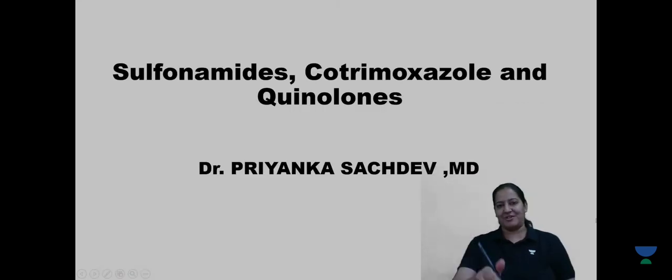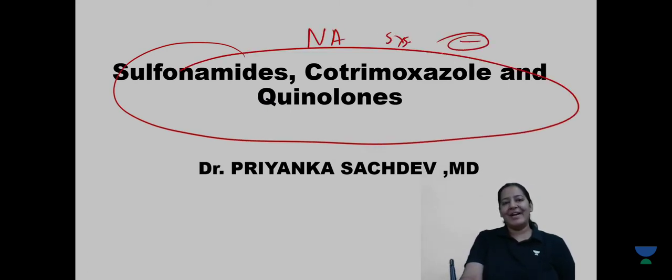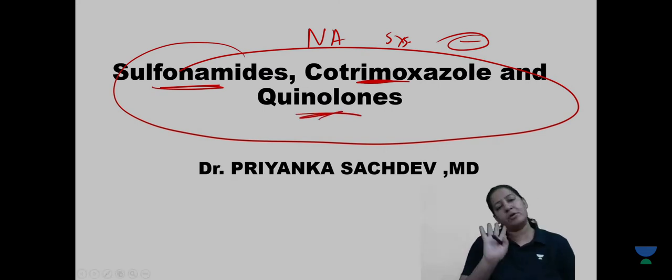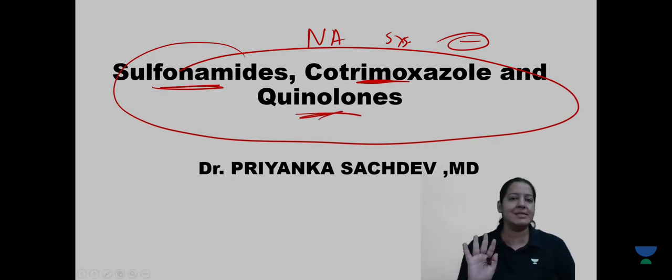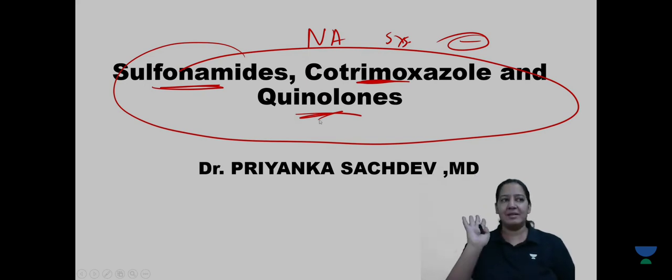I'm starting the first chapter. These three drugs are all nucleic acid synthesis inhibitors. Right, nucleic acid. The first two, sulfonamide and trimethoprim, cotrimoxazole, are indirect inhibitors and quinolone is a direct inhibitor. But all of them are nucleic acid synthesis inhibitors. Shall I start? The first category, the three drugs. So please make this table with me.